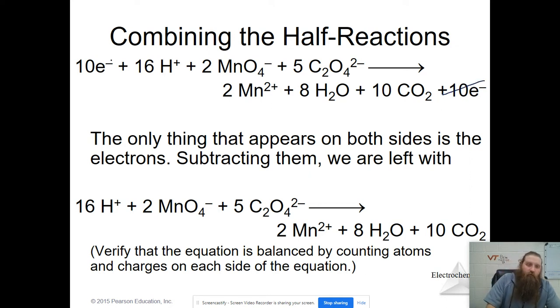They appear on the left and the right. It's a similar concept to spectator ions. All right, and so we're just going to get rid of them. And now we have our balanced reaction.